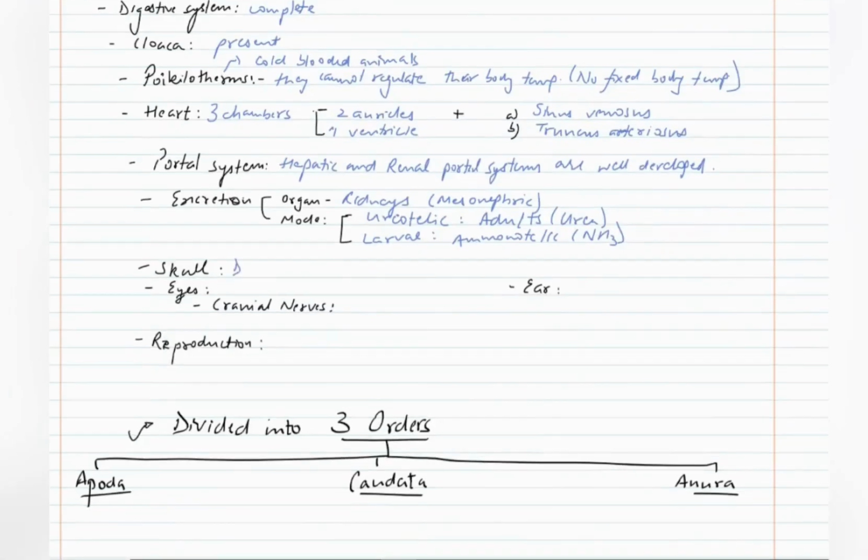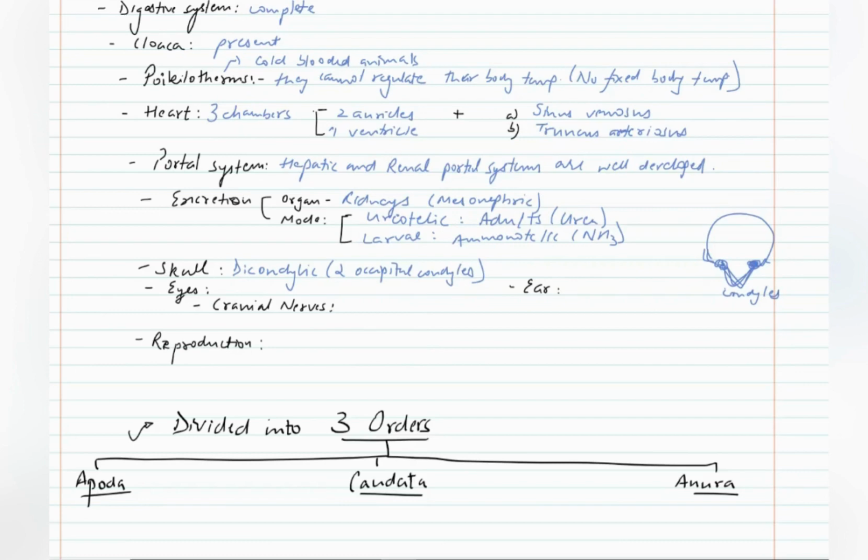Skull is dicondylic, that is, there are two occipital condyles. What are occipital condyles? If you will see the skull, it will appear like this. The base of the skull will have two outgrowths which are known as condyles. So they have two occipital condyles.